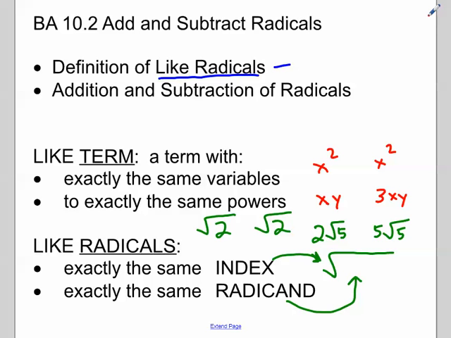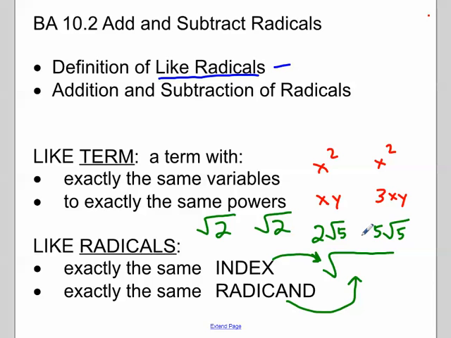Alright, so we are simplifying. We're adding and subtracting radicals, and sometimes before we add and subtract radicals, we have to simplify, because what we need to do is simplify to get like radicals. Like radicals are radicals that have exactly the same index and exactly the same radicand, the same key to get inside the house, and the same stuff inside the house, the square root house. These are like radicals. They could be added or subtracted if you need to.